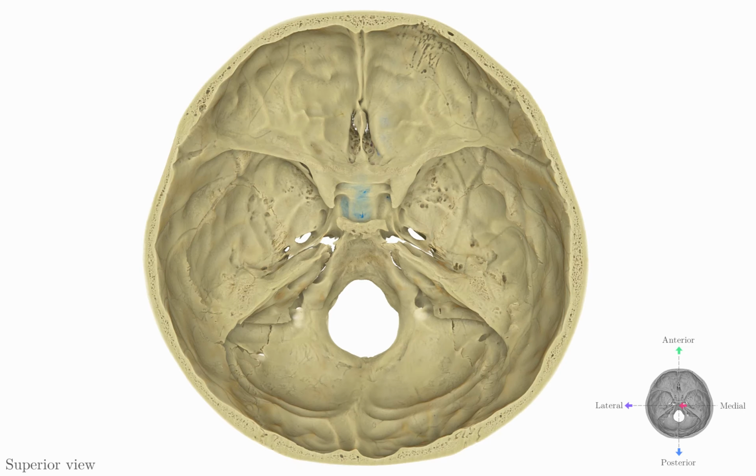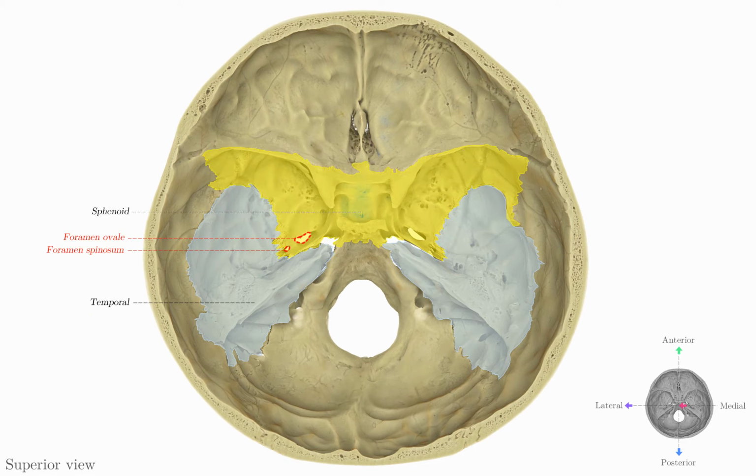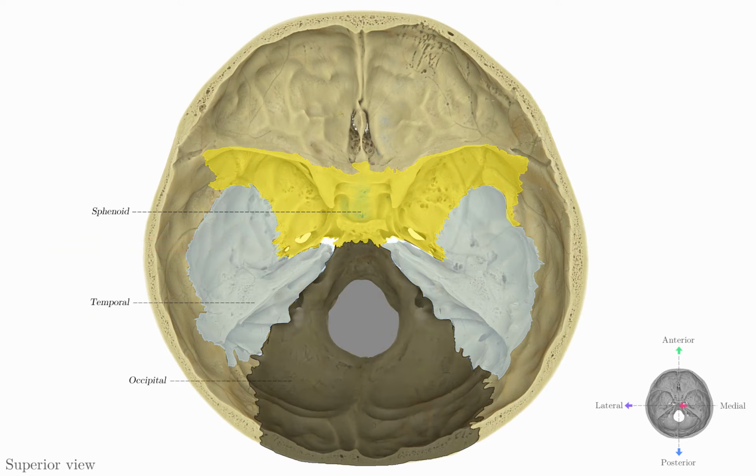The superior view of the skull allows us to observe the bones which articulate with the temporal bone within the cranial cavity. Remember, the foramen ovale and spinosum are located on the sphenoid bone, and through here is where the temporal bone articulates with the sphenoid bone. Here is where it articulates with the occipital bone. You can see here is where it articulates with the parietal bone.